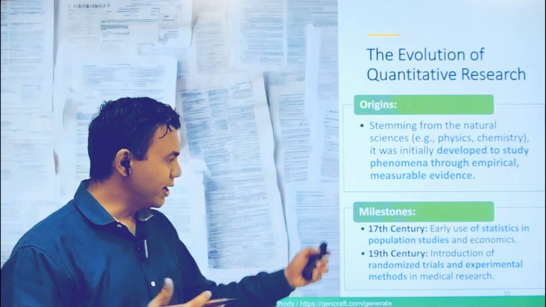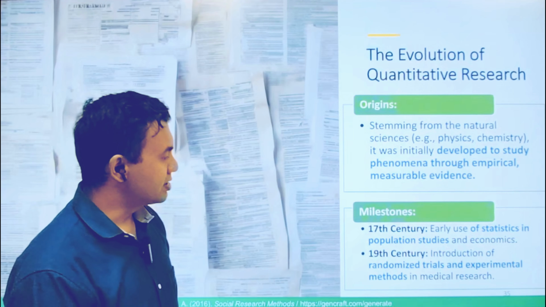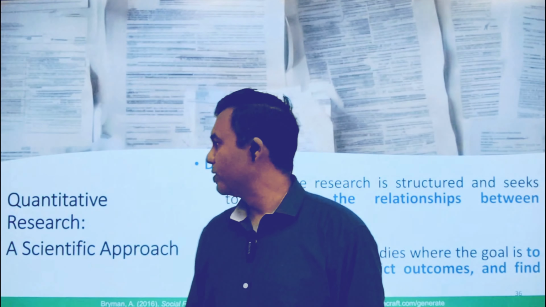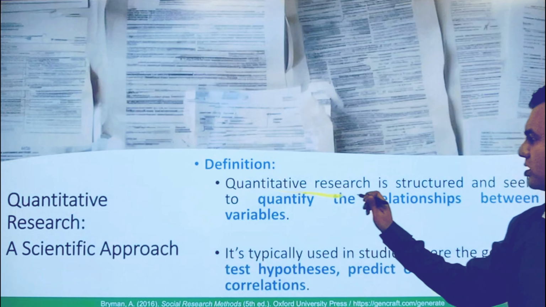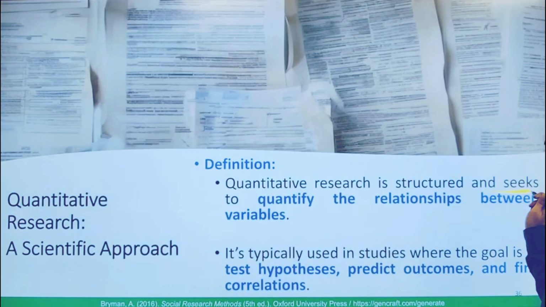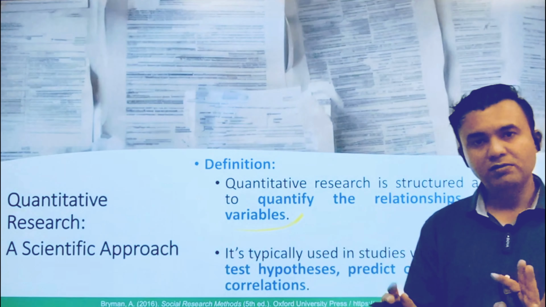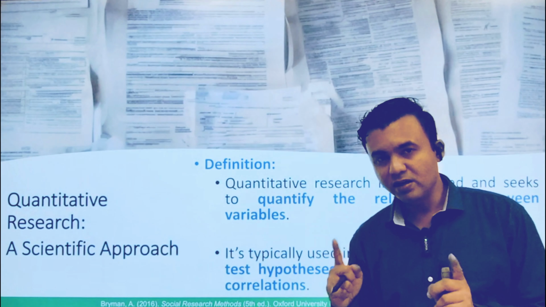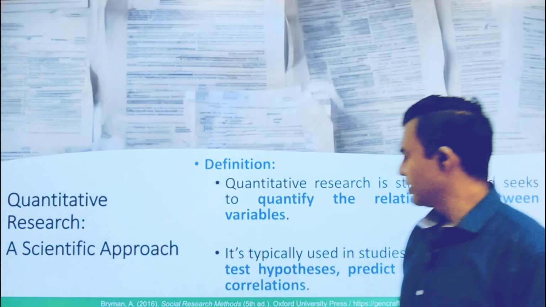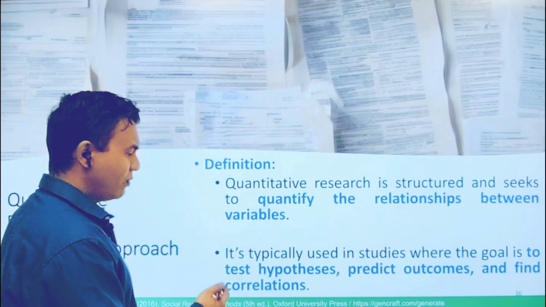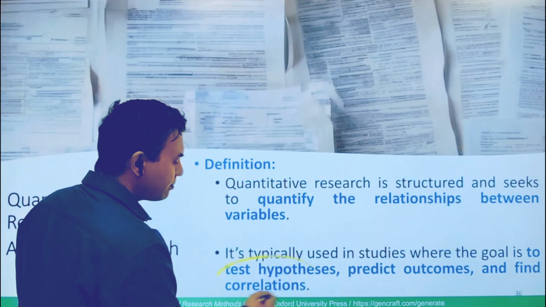And that's why there are certain milestones where people started using these quantitative methods from the 17th century onwards, right? So quantitative research is a scientific approach. The definition is that quantitative research is a structured approach, and it seeks to quantify the relationships between variables. I want to measure what the change is in the target variable if I change the control variable, right? And it's typically used where the goal is to test hypotheses, predict outcomes, and find correlations.